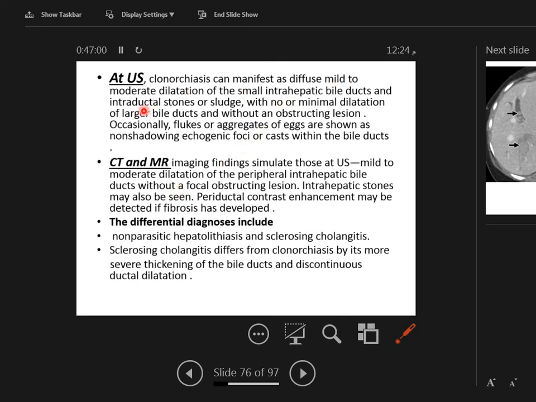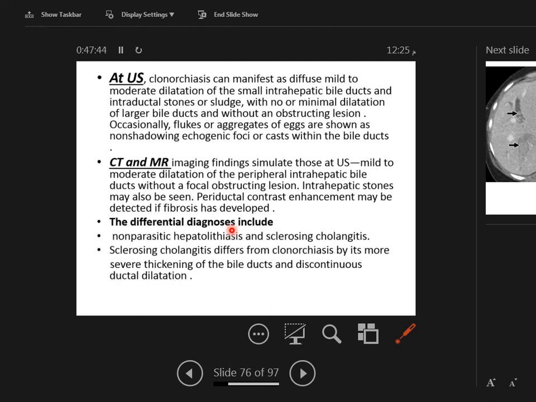By ultrasound, as we just mentioned, the eggs show non-shadowing echogenic foci cast within the bile duct. By CT, it's a parasite that goes through the biliary tree. It will hold medium and small size because it's a small size parasite. When it's closed, it will occlude, resulting in dilatation of the smaller size biliary ducts with normal size larger biliary ducts. And the dilatation is continuous. It's not multinodal, it's just from one point up.